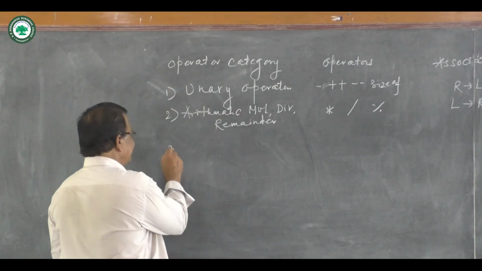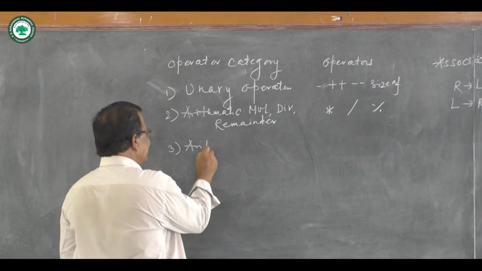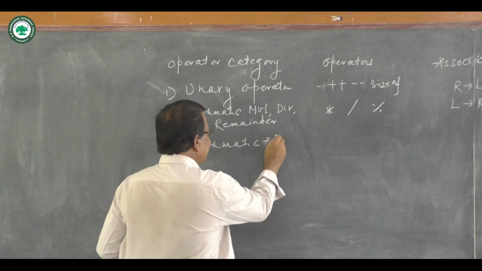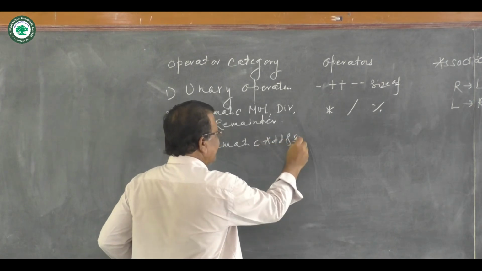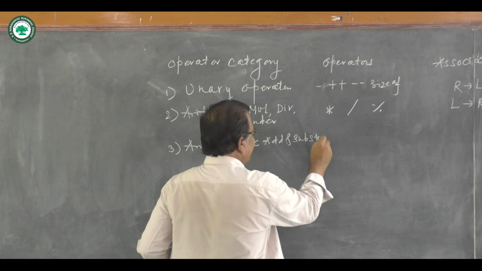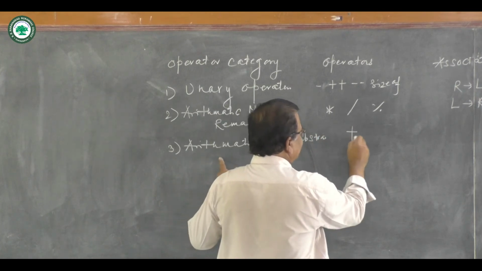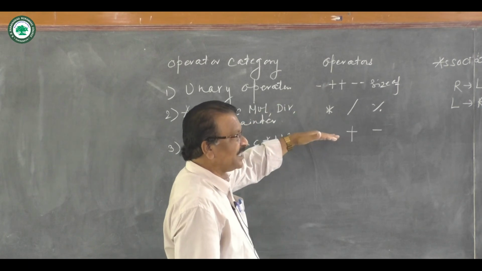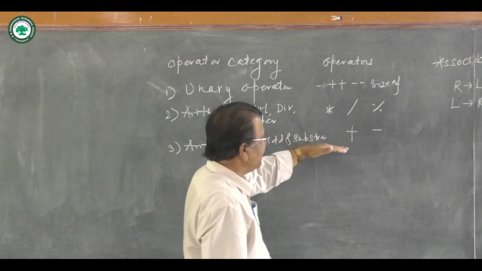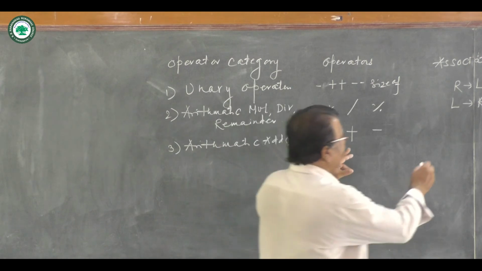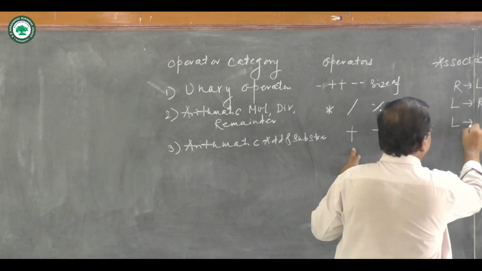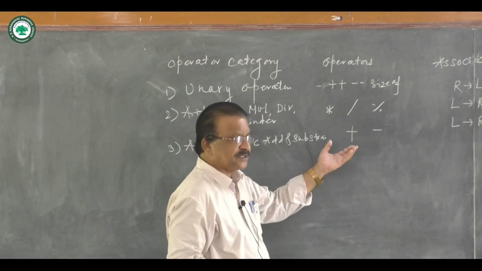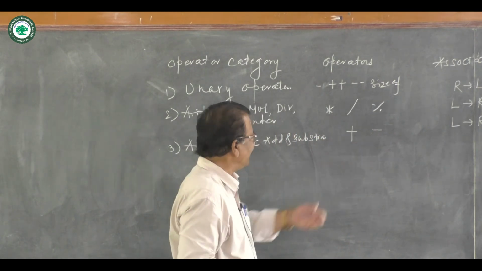Then third, arithmetic add and subtract. The operators are plus and minus. Both have the same priority, but it is at the third level. And the associativity is from left to right. If both of these operators appear in an expression, they will be evaluated from left to right.